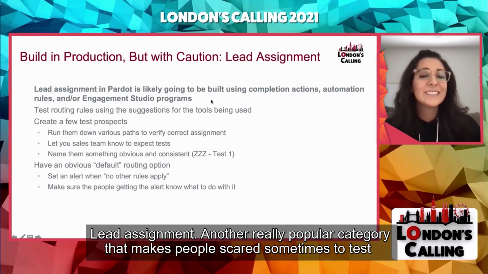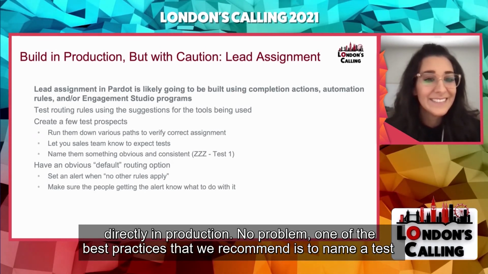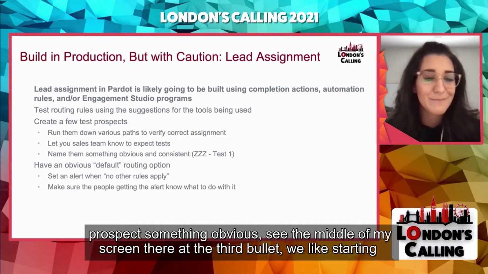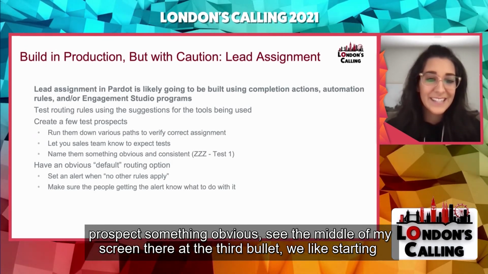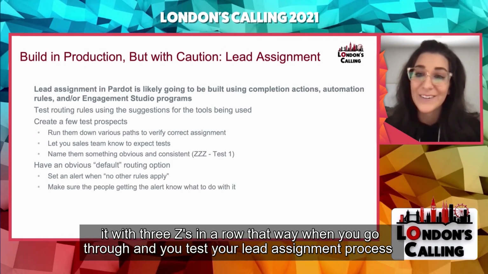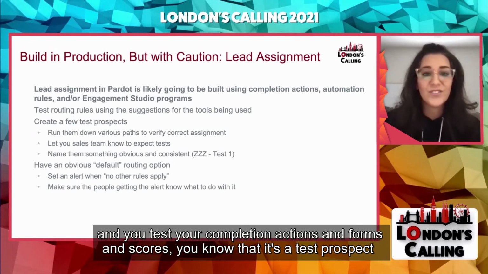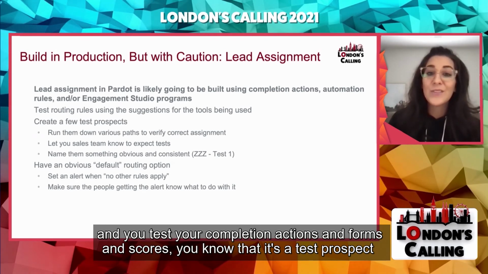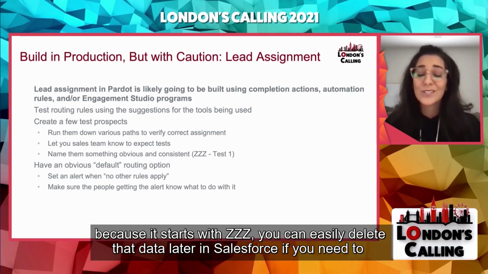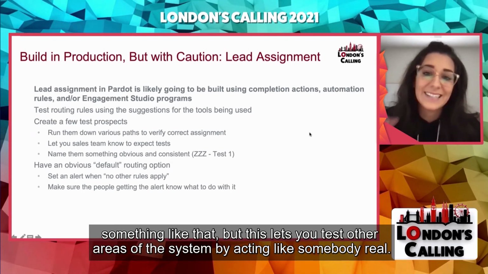Lead assignment, another really popular category that makes people scared sometimes to test directly in production. No problem. One of the best practices that we recommend is to name a test prospect something obvious. See in the middle of my screen there at the third bullet, we like starting it with 3 Z's in a row. That way, when you go through and you test your lead assignment process and you test your completion actions and forms and scores, you know that it's a test prospect because it starts with ZZZ. You can easily delete that data later in Salesforce if you need to, something like that. But this lets you test other areas of the system by acting like somebody real.